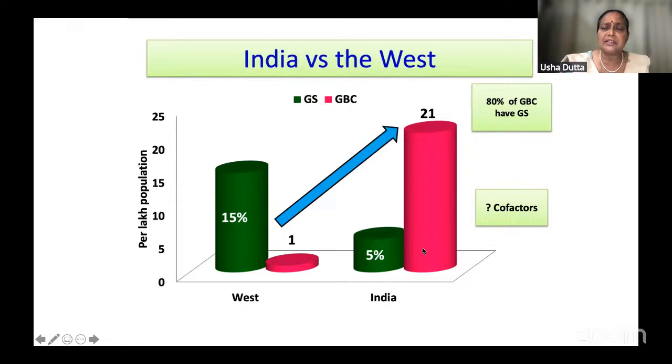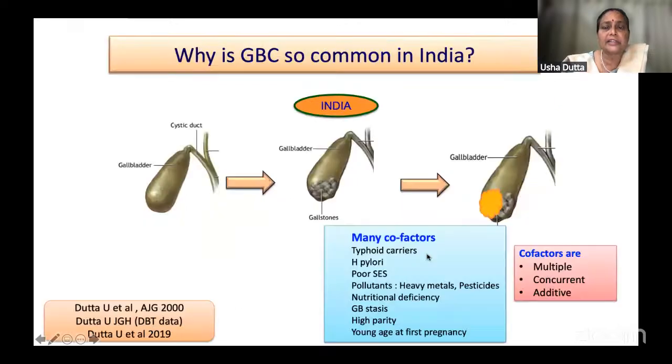So possibly this thought led us to believe that there may be cofactors in the pathogenesis of gallbladder cancer in our country. And in several studies from our team, we identified typhoid carriers, H. pylori, poor socioeconomic status. A study from Dr. Jagannath from Tata Memorial showed heavy metals and pesticides. We found nutritional deficiency associated with gallbladder stasis, and gallbladder stasis itself associated with metaplasia, higher parity, and younger age at first pregnancy, all as risk factors to push this equation towards gallbladder cancer.